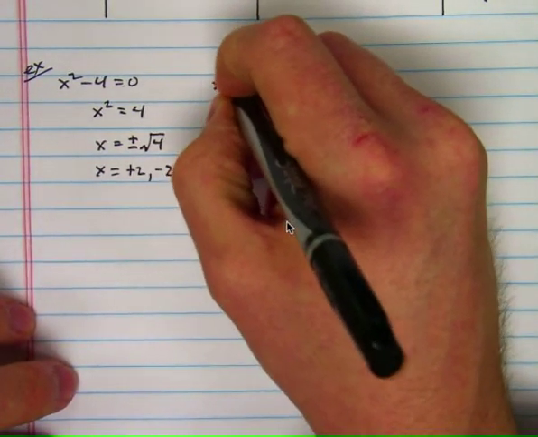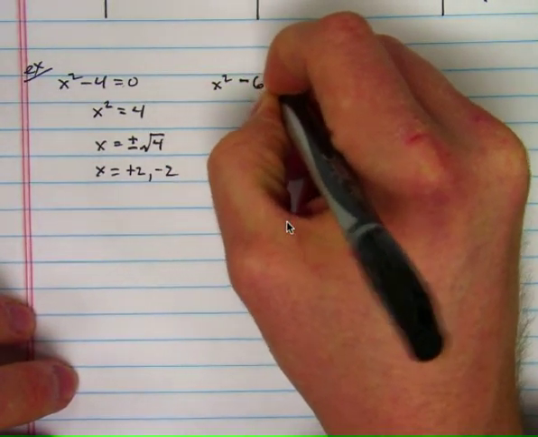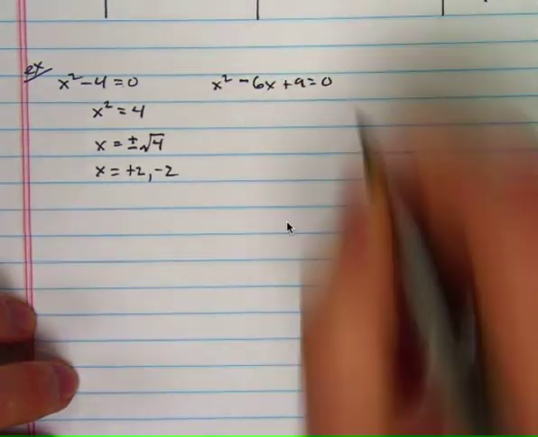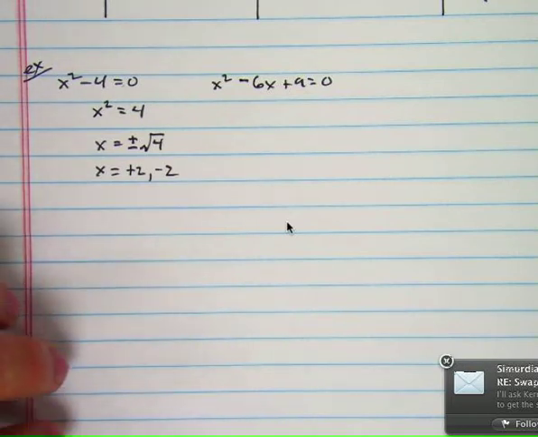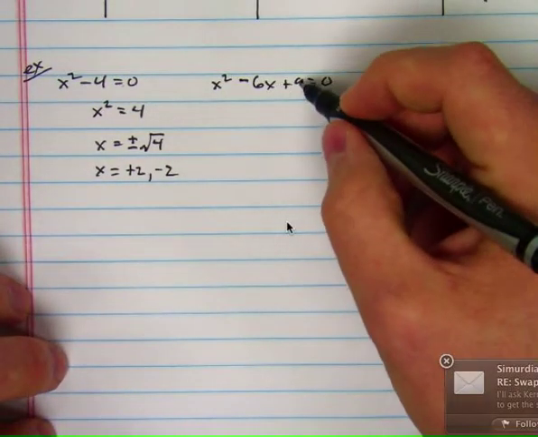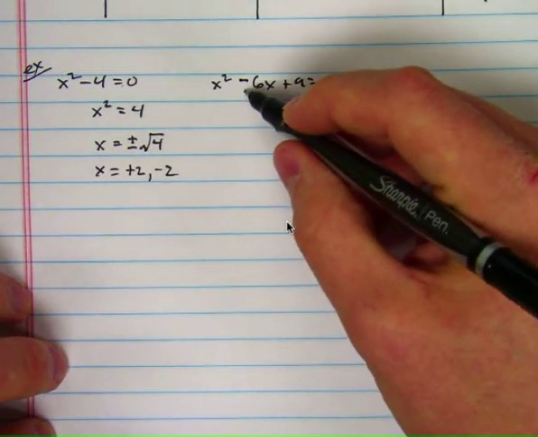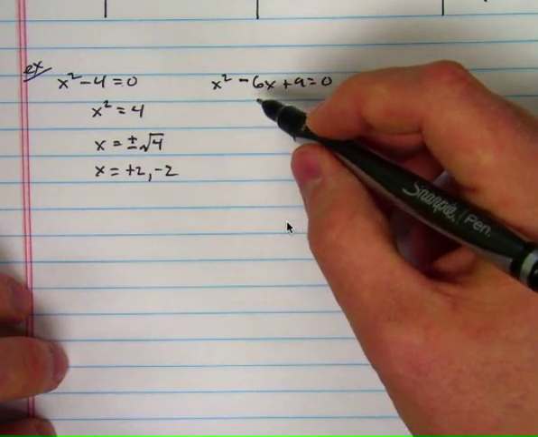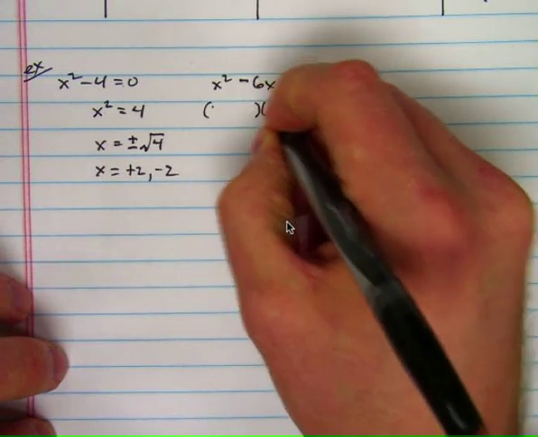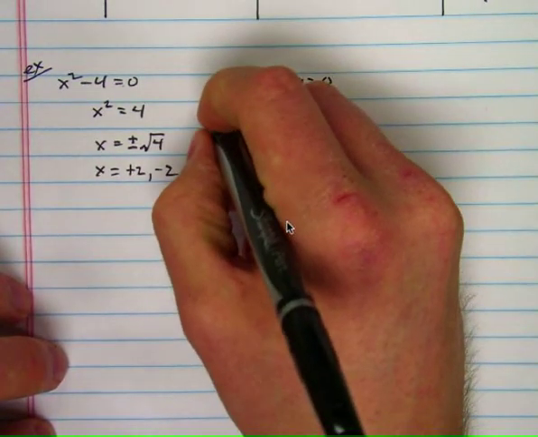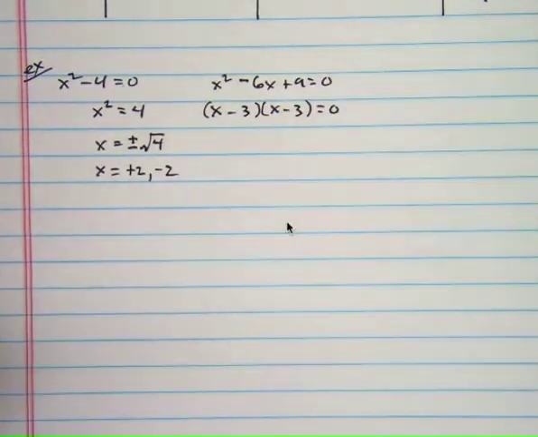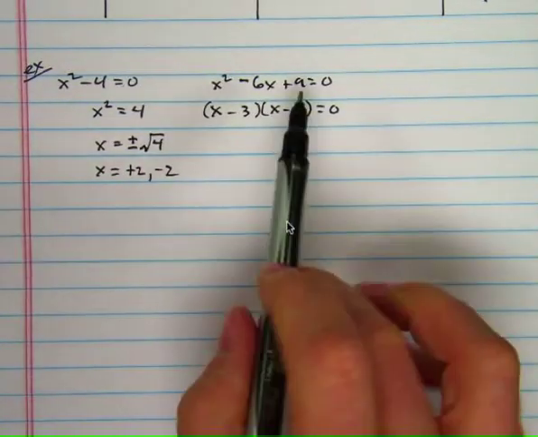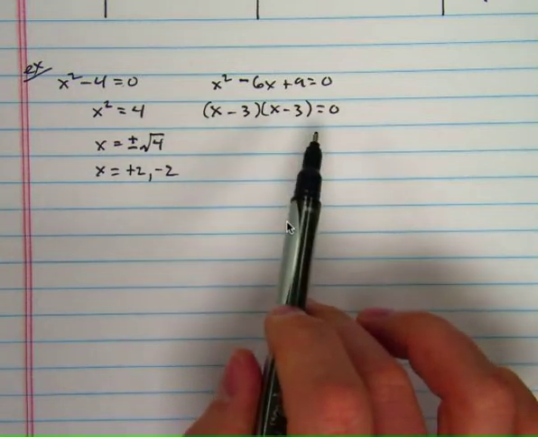Well, what if we had something like this? The way to do this one is not to undo. What we want to do is factor. So when I think what goes into 9 and adds up to negative 6, I'm thinking negative 3 and negative 3. So that would be x minus 3 times x minus 3 equals 0. We've done this before. We factor to get our intercepts, or our zeros.